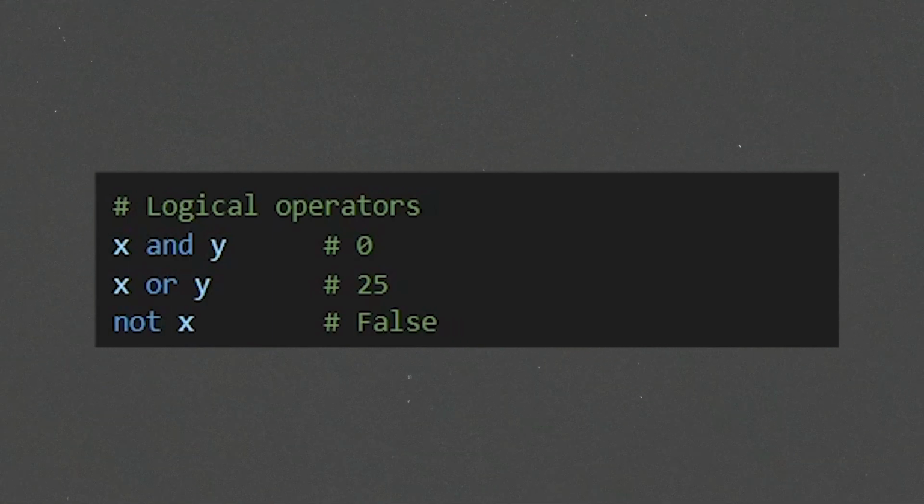Logical OR. The logical OR operator returns true if at least one of the operands is true and false if both are false. If the first operand evaluates to true, the second operand is not evaluated because the overall result will be true regardless. Logical NOT. The logical NOT operator negates the Boolean value of the operand. If the operand is true, it returns false, and vice versa.